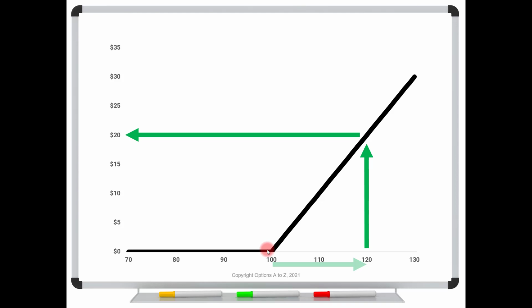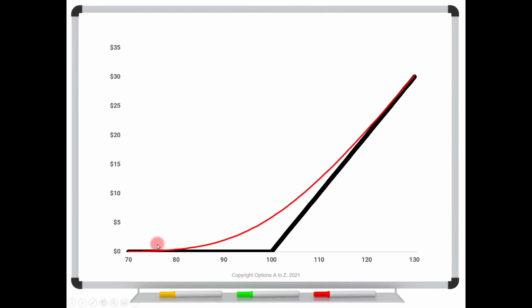Now, of course, prior to expiration, we don't just have this black line, we have the current curve. So if we drew this on a payoff diagram, it would look like this. Notice that the red curve is also starting to line up at 0. And as time goes by, this red line slowly starts to move towards the black.